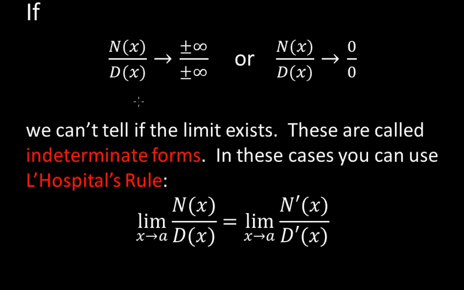But in these particular cases for indeterminate forms, you can use L'Hopital's rule to find the limit. And this rule is not proven in our text, and in fact, probably you won't see a proof of it as an undergrad in math. But it's just so useful that we give it to you, and I think you'll be able to see intuitively why it works. The limit of n of x over d of x as x approaches a, if you have one of these indeterminate forms, is the same as the limit of the quotient of their derivatives.